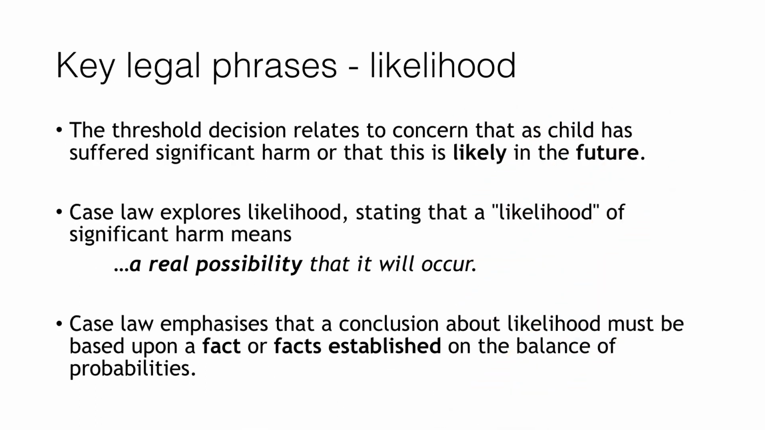And of course, when looking at prediction, often lower levels of harm over the longer term, when regular and frequent, may become significant if it continues unchecked, despite the fact it may not be significant harm now. Case law illuminates the question of likelihood as well. The court held that a likelihood of significant harm under Section 31 of the 1989 Act means no more than a real possibility that it will occur, but a conclusion to that effect must be based upon a fact or facts established on the balance of probabilities. So, a real possibility that it will occur based on facts and evidence established on the balance of probabilities.